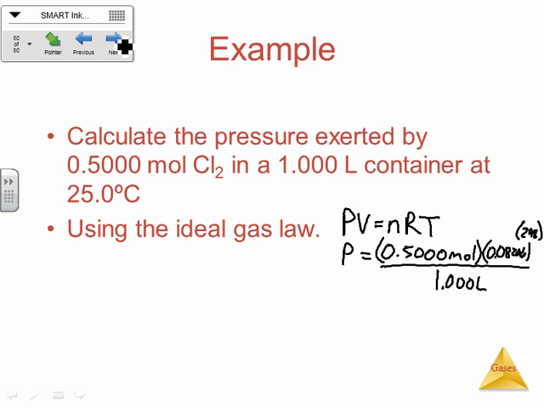We should get a pressure of... seems a bit high. Let me try that again. 0.5 times 0.08206 times 298. Okay. It's just a big pressure. 12.2, and that's in atmospheres because that's the R that I used. 12.2 atmospheres.